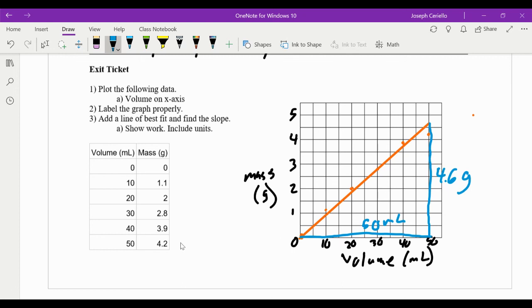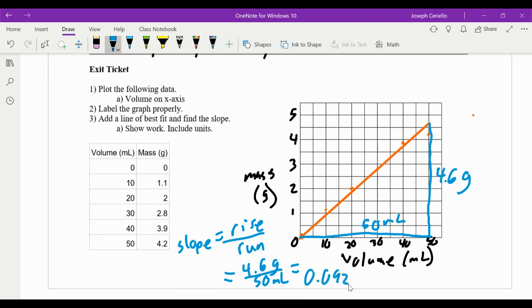So to find our slope, that's rise over run. Slope equals rise over run. So that's going to be 4.6 grams over 50 milliliters. All right, I have to get a calculator out really quickly to do that. That's going to be 0.092 grams per milliliter. All right, so that would be your answer there, your slope.